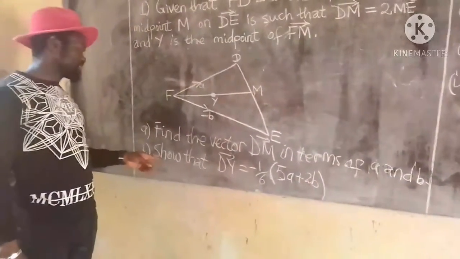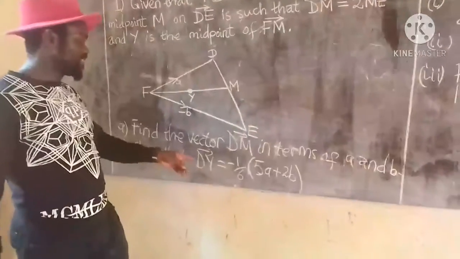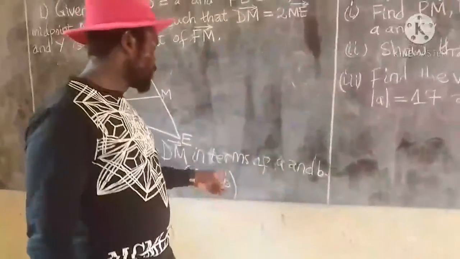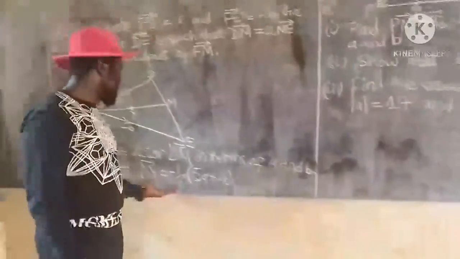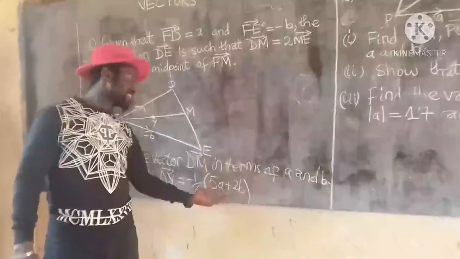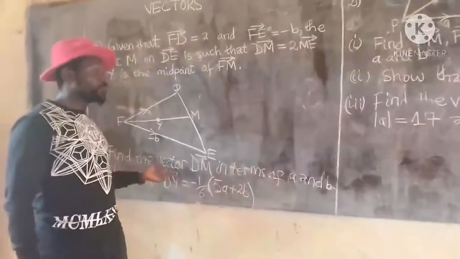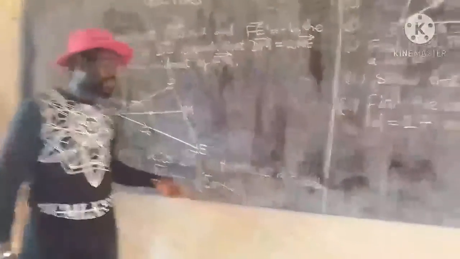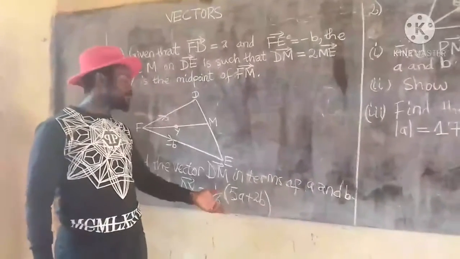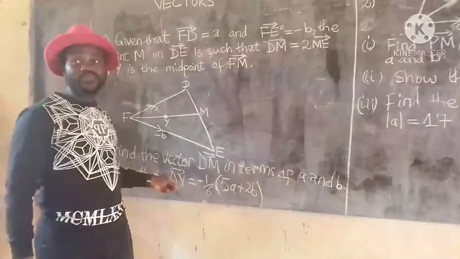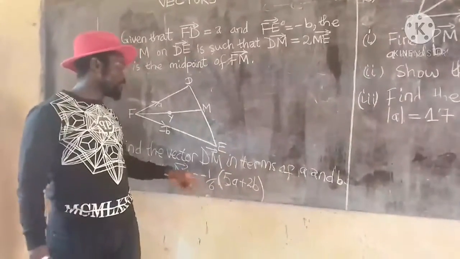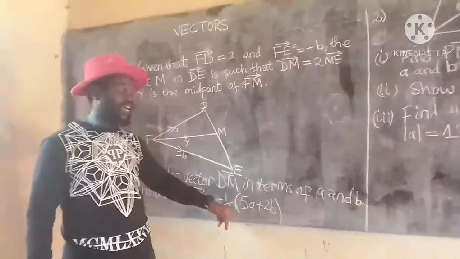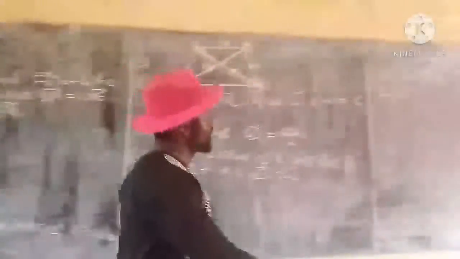The B part of the equation says, show that dy is equal to minus 1 over 6 into 5a plus 2b. We are not interested in the right hand side of it. We are interested in using the left hand side and showing that it is equal to what you have on the right hand side. So you have to solve dy. Whatever answer you have for dy, you can then simplify it to take the form that you have on the right hand side. Let's go about solving for dy.